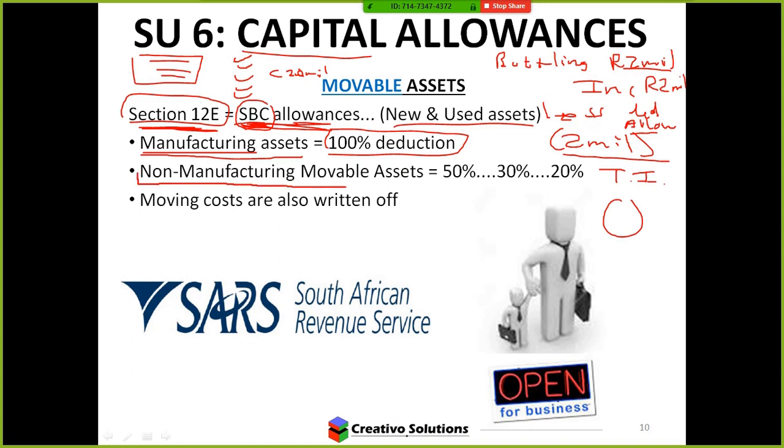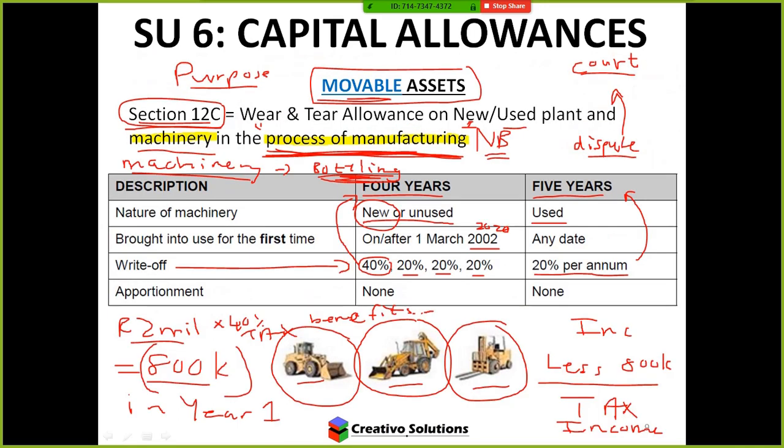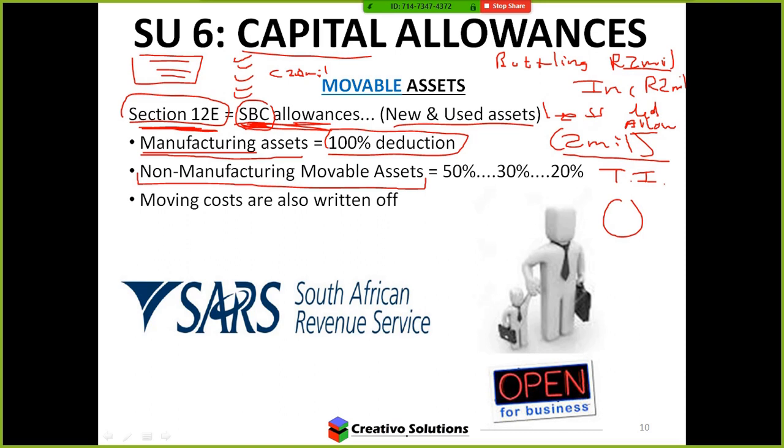If it's non-manufacturing, this is even a step further. Earlier, remember, non-SBCs can only claim machinery for manufacturing. We just looked at it on this slide. If I'm an SBC, it even gets better. If I buy stuff that I'm not even using for manufacturing, I can still claim 50% in the first year, 30% in the second year, and 20% in the third year. So there are benefits for being classified as an SBC.